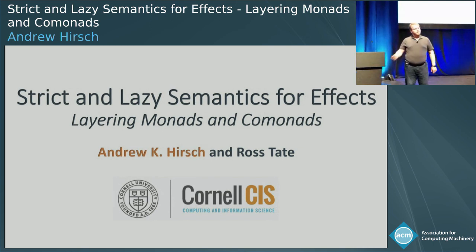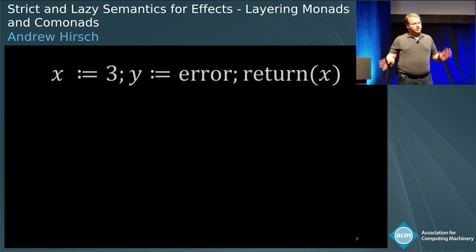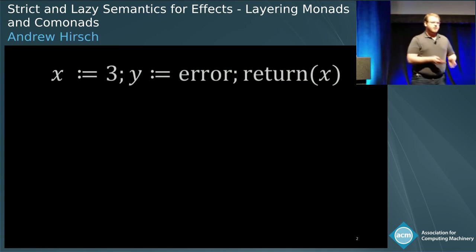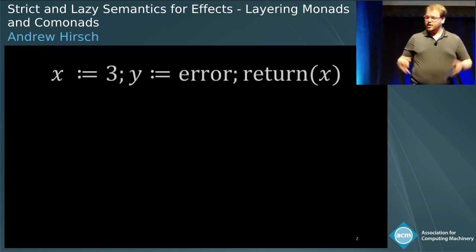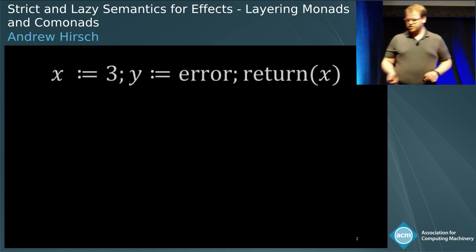I'm going to try by starting with an example. This is a very simple little program. I think everybody here probably understands what it means. I claim that it has two semantics, a strict semantics and a lazy semantics. So let's just walk through that to be sure.